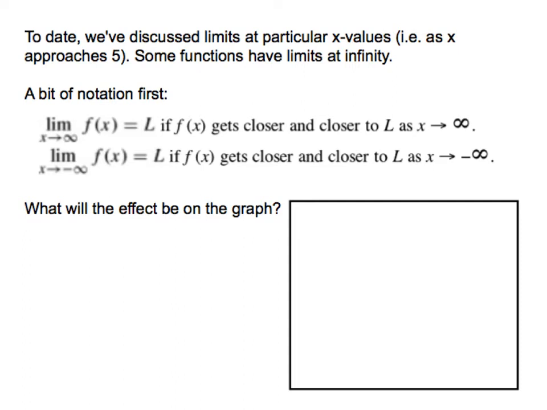Okay, so far we've discussed limits at a particular x value, such as x approaches 5. But today we're going to look at, well, what about as x approaches values like infinity or negative infinity? Okay. So first of all, a little bit of notation. Limit as x approaches infinity of a function equals a value L, a number L, if f of x gets closer and closer to L as x approaches infinity.